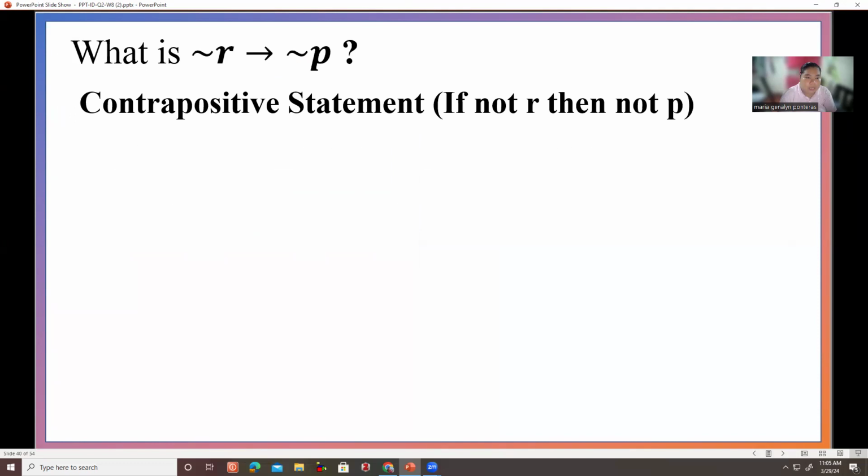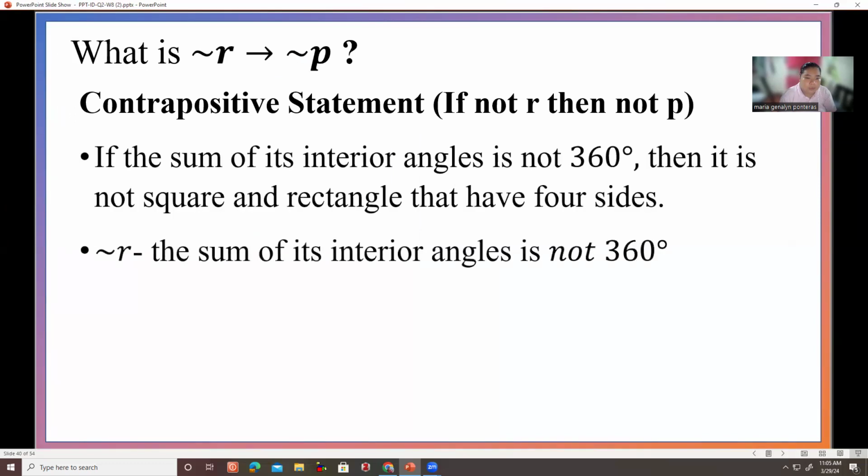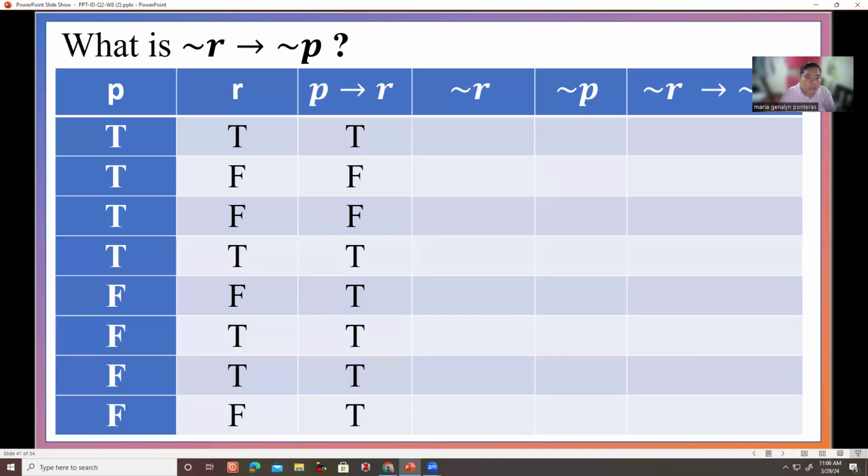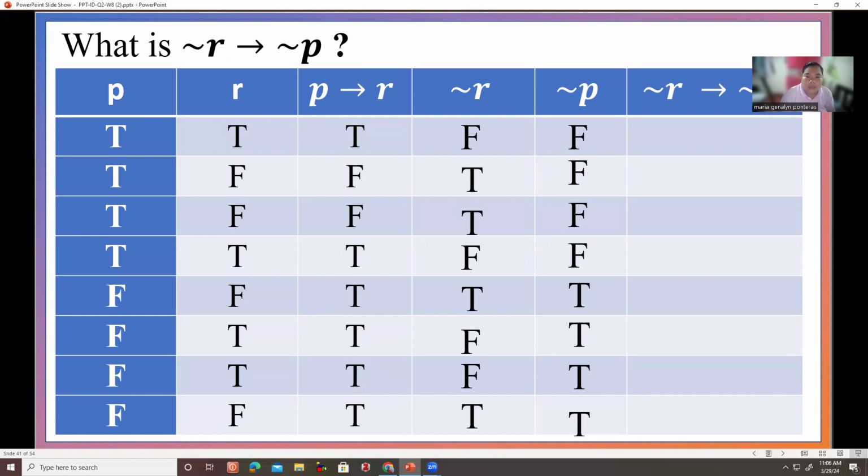Not R implies not P. So not R: the sum of its interior angle is not 360 degrees. Not P: it is not a square and rectangle that have 4 sides. So we take the negation of R and P. We negate all truth values of R and truth values of P. So we deal with not R, not P, you have false, false, false, true, true, true. Okay. So not R implies not P, you have true, false, false, true, true, true, true.